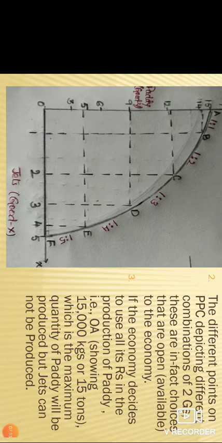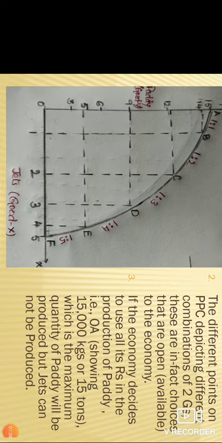3 tons of paddy. In the previous it was 1 is to 1, 1 is to 2. Now it has become 1 is to 3. That is, to gain 100 jets we have sacrificed 3 tons of paddy. The resources which were dedicated more for paddy, we are reducing it.